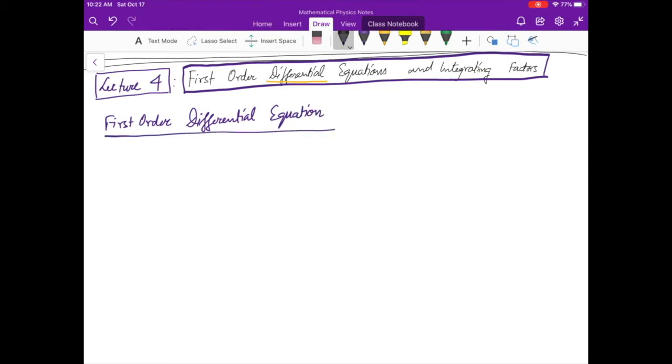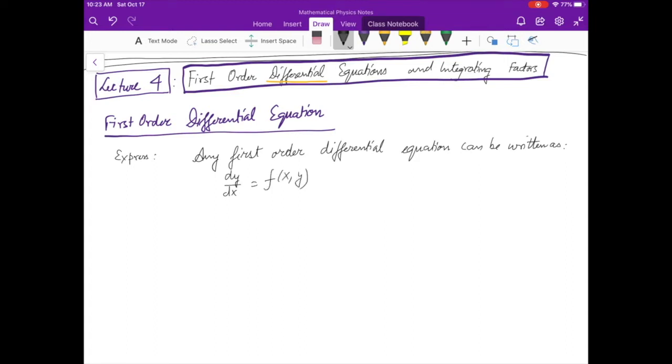Okay. So without further ado, let's go into the way in which a differential equation is expressed in the first place. Any first order differential equation, the way that we're trying to propose it, can be written as dy by dx, which is the derivative of y with respect to x, is a function of x and y, where x is the independent variable and y is the dependent variable.